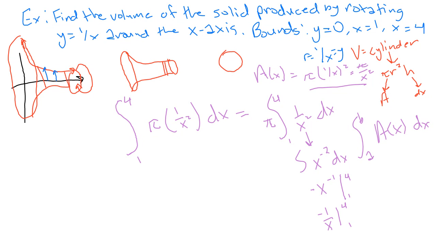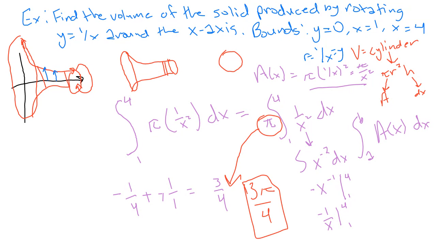So we're going to have negative 1 over x from 1 to 4. That's going to get us negative 1 over 4 minus negative 1 over 1, which is equal to negative 1 over 4 plus 1, which is 3 over 4. But we also have to remember that we pulled that pi out in front before we did our integral. So we just multiply times pi to get a final answer of 3 pi over 4, and that is going to be the volume of that solid.